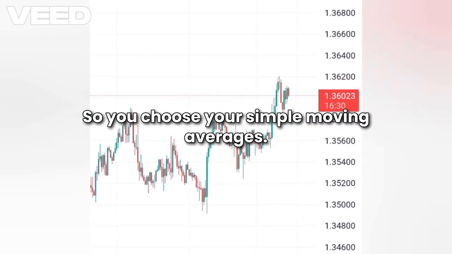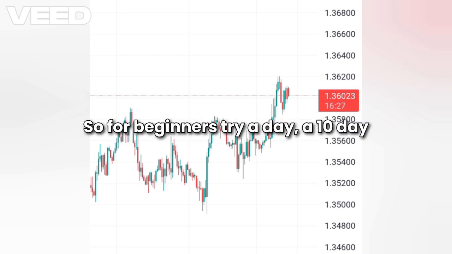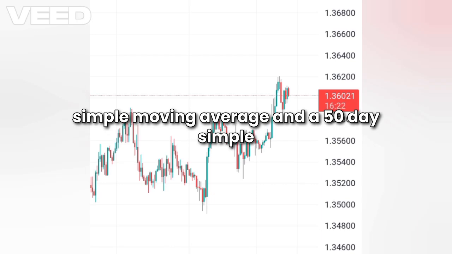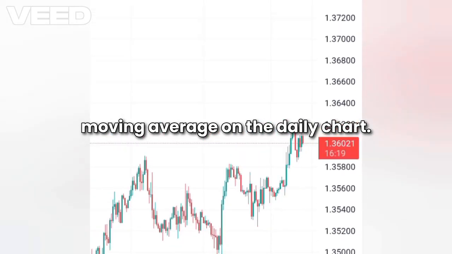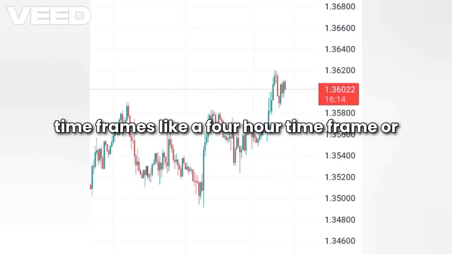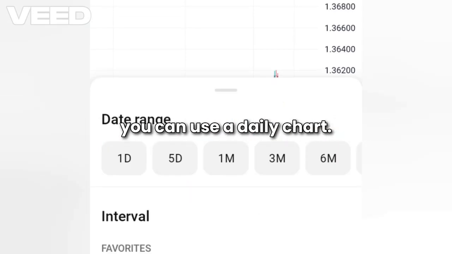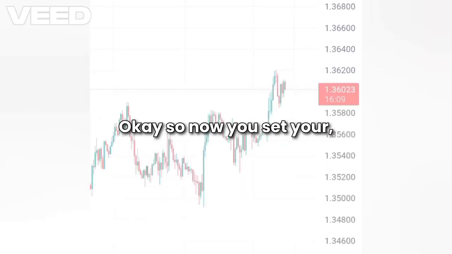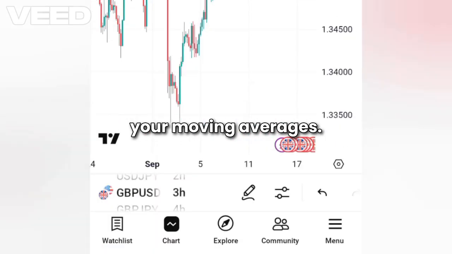Then you choose your simple moving averages. That is step 2. For beginners, try a 10-day simple moving average and a 50-day simple moving average on the daily chart. Now, for example, you can use higher time frames like a 4-hour time frame, or you can use a daily chart. Okay, so now you set your moving averages.